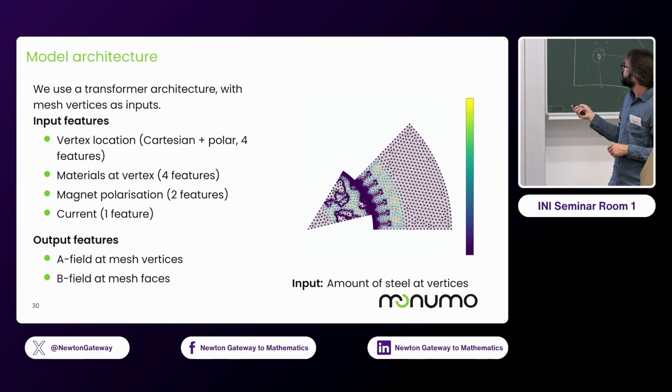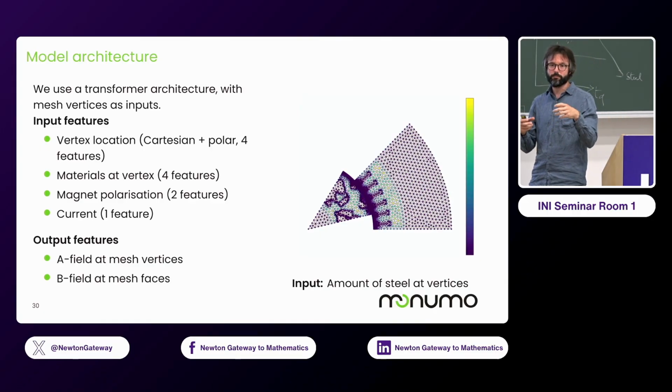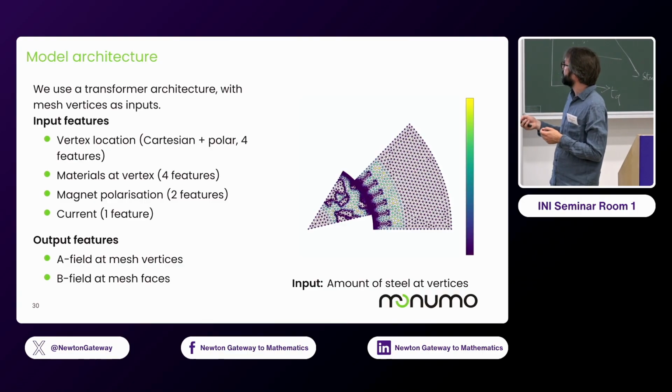This picture on the right is the amount of steel at vertices. You will see vertices that have a large neighborhood have more steel in these locations, and the ones that have a small neighborhood, maybe around here, just have less steel.